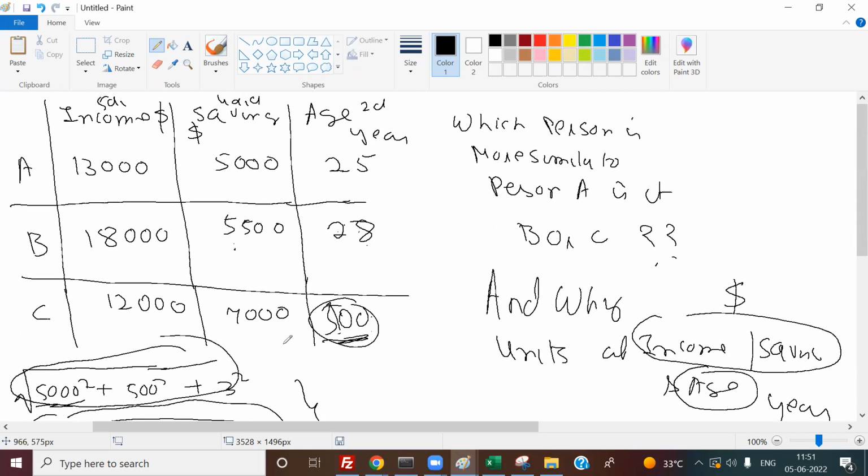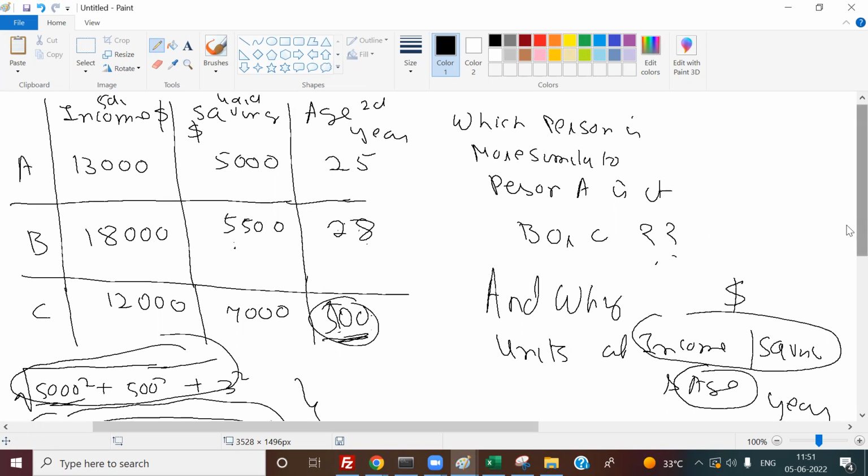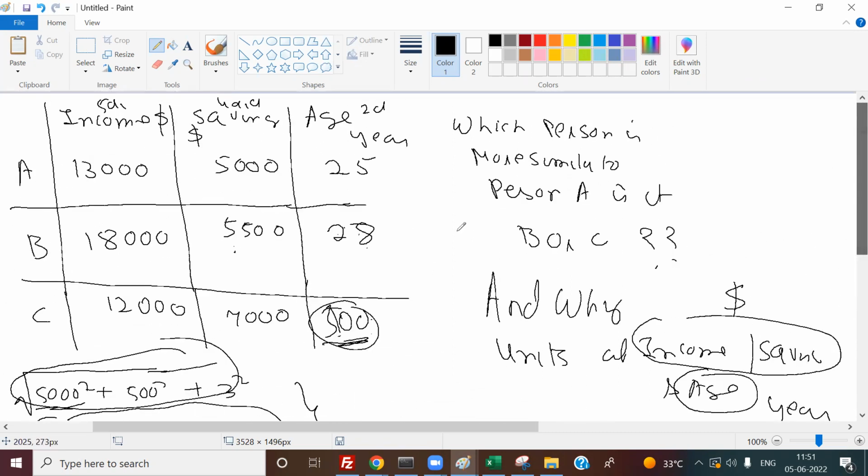Now would you still say that person C is more similar to it? Logically, no. But using the formula it will come out. And why is this happening? This is happening because your different variables are measured in different units and they are in different ranges. Now just think, if you standardize them or normalize them, all of them would be between 0 and 1.